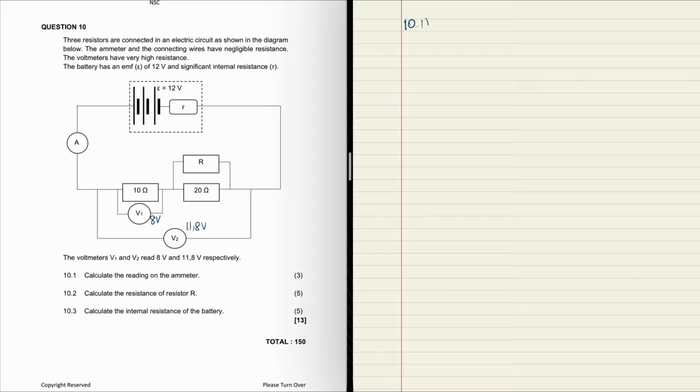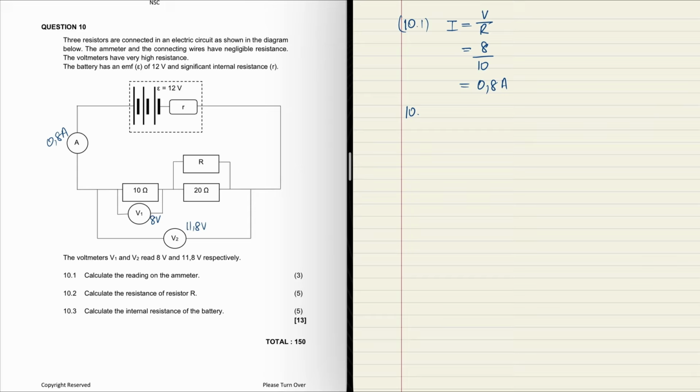So 10.1. To calculate the reading on the ammeter, we can simply say that I is equal to V divided by R. The voltage for the 10 ohm resistor is 8, divided by the resistance of the 10 ohm resistor, which is 10. So 8 divided by 10 is 0.8 amperes.